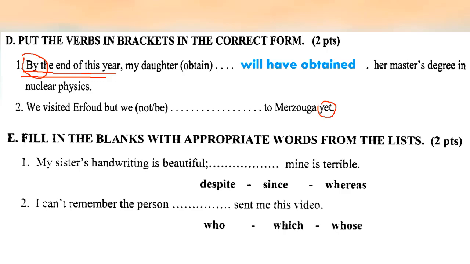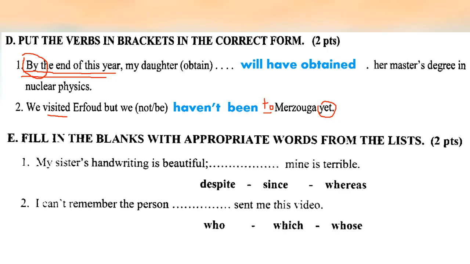Number two, if you are looking for the indicator or the signal word, yet is the keyword. So yet is used mainly with present perfect, but we need to check the sentence. You see here we have, we visited Erfurt, but we not be to Merzouga yet. Negative form, so the right answer is haven't been to Merzouga yet. So here a 2 is missing.